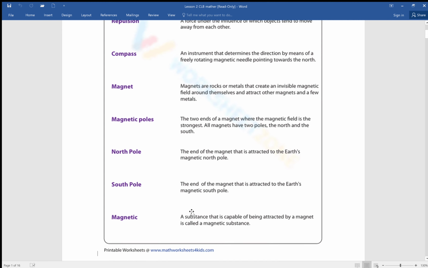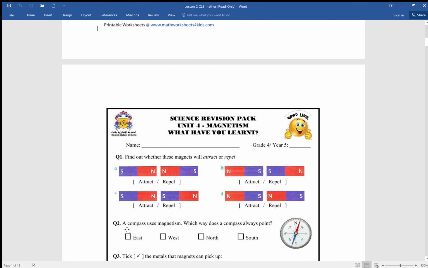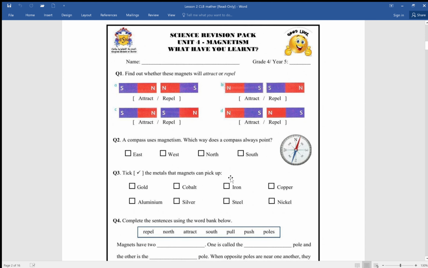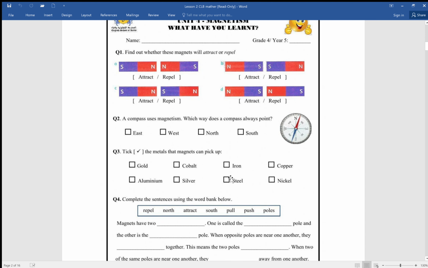Magnetic, let's just skip that because it's basically an item that can be attracted by a magnet. So anyways, let's just start. Let's find out if these items attract or repel magnets. I'll just give you guys 5 seconds because you can always stop the video to answer.